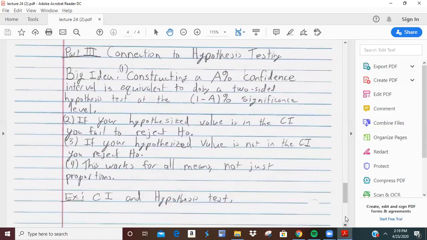A confidence interval represents all the plausible values of that parameter. So if your hypothesized value is in the confidence interval, that means you're going to fail to reject H0 because it's a plausible value. And if your hypothesized value is not in the confidence interval, you're going to reject H0. This works for all confidence intervals, not just proportions. So this shouldn't say works for all means, not just proportions. We should really change this to all confidence intervals. Two-sided.